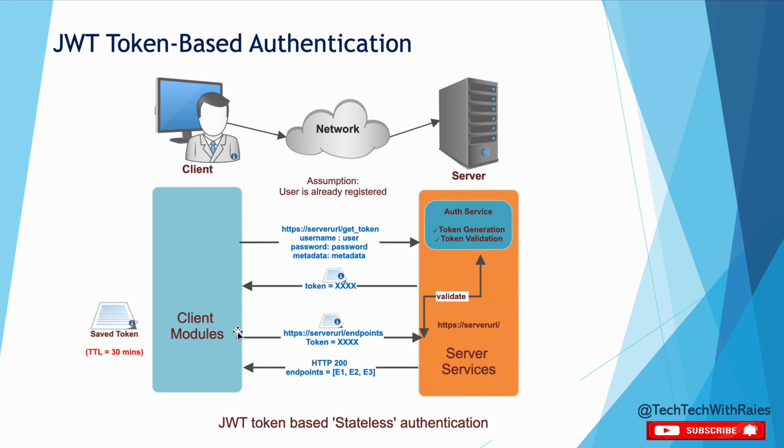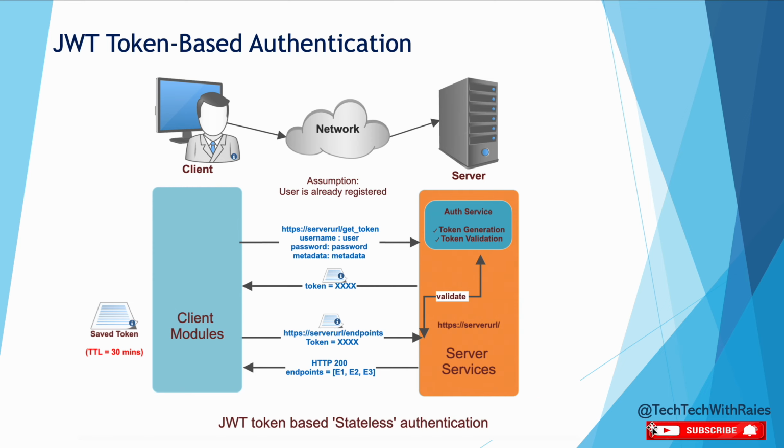In successive requests, the client will simply use this token in the headers, and once the client requests some particular resource using that token, then at the server side the auth service will validate whether this particular token is valid or not. If this token is valid and is exactly the same as what it provided, that means the token is valid and it will immediately serve the client's request.